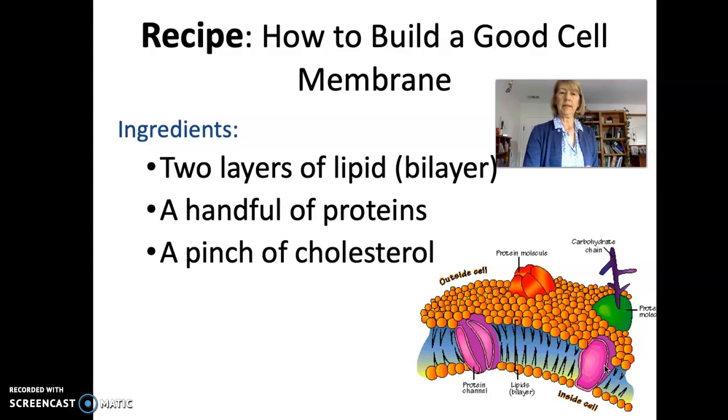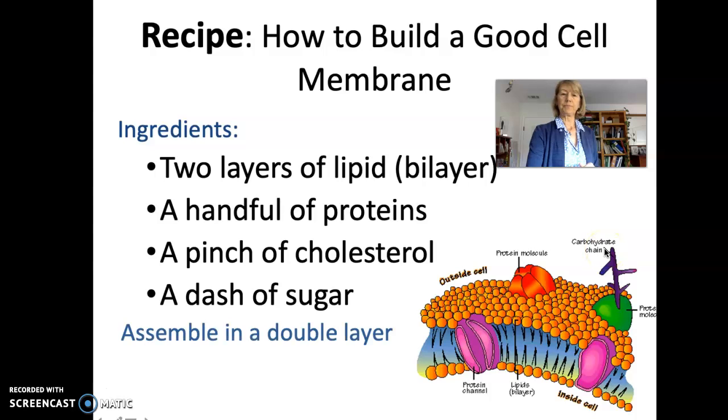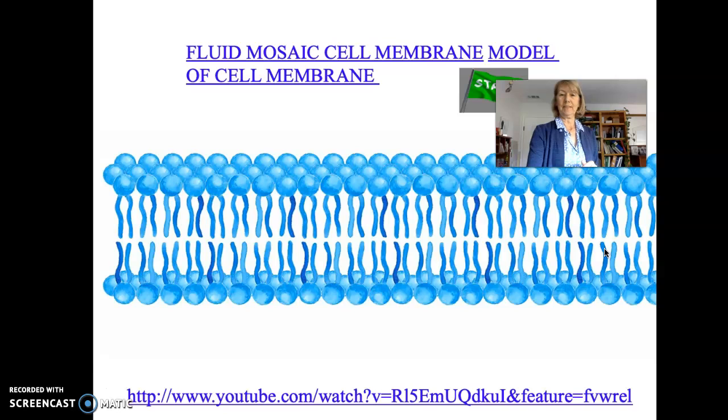A handful of proteins, a pinch of cholesterol. Cholesterol tends to be the yellow substance here in this region, just around the center. A pinch of cholesterol, a dash of sugar. This poking out in purple here is carbohydrates. And they assemble in a double layer. This is really what it looks like. So you have the little head and tail, head and tail, head and tail, all in this very long chain.